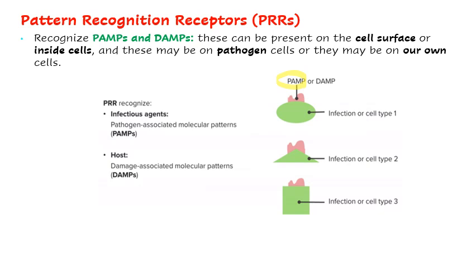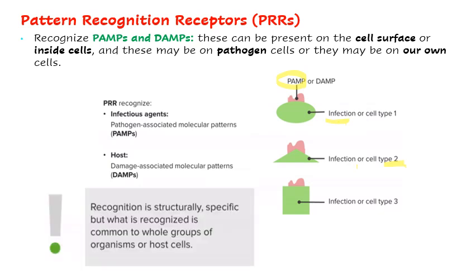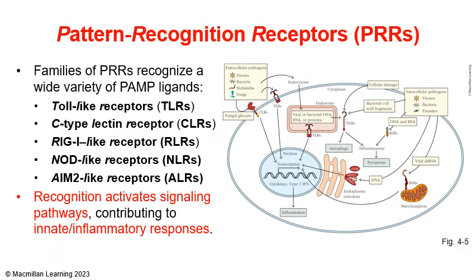So here you have, for example, one type of bacteria that has a certain PAMP, and here another type of bacteria that has the same type of PAMP. So you can have the same type of pattern in different types of pathogens. We've seen that before. Okay, so this is when the fun starts.